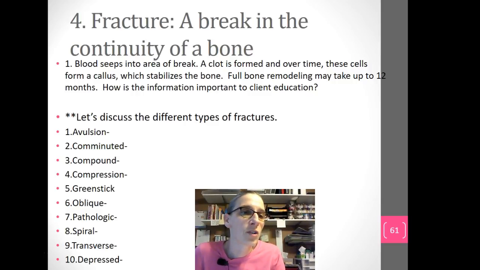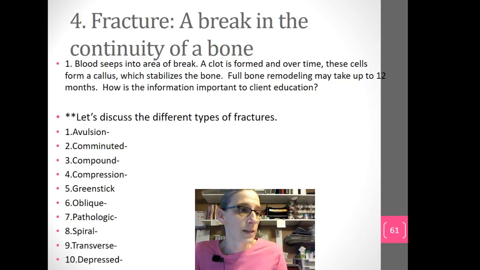Usually fractures occur from direct blow or force, but sometimes just from strong muscle contractions themselves, like seizures, can actually cause broken bones. Sometimes you have bone infections, osteomyelitis, or bone tumors, or decreased bone density that will cause fractures.